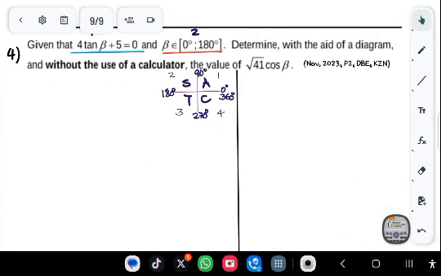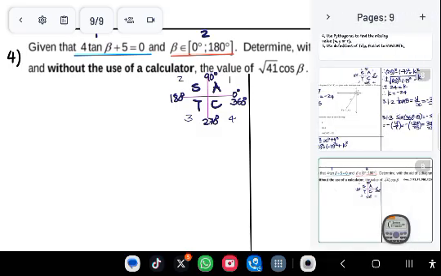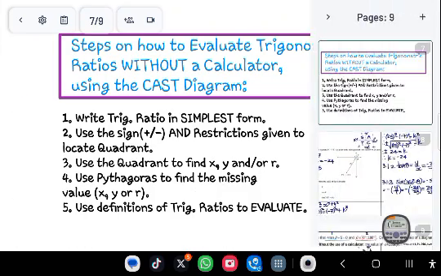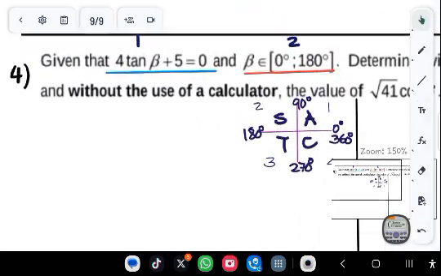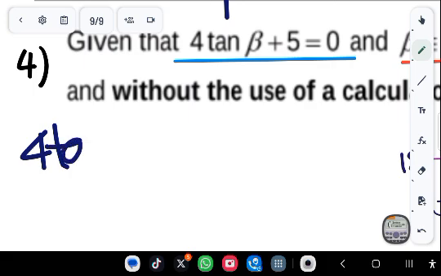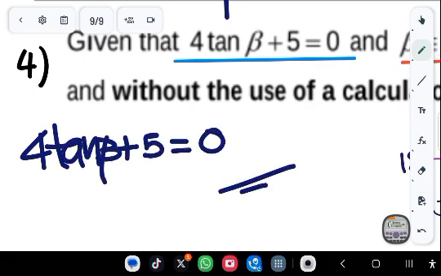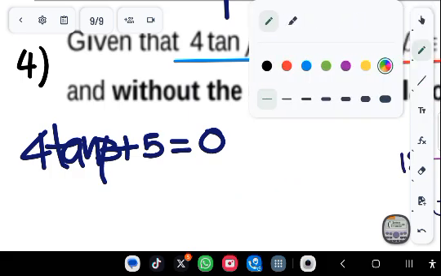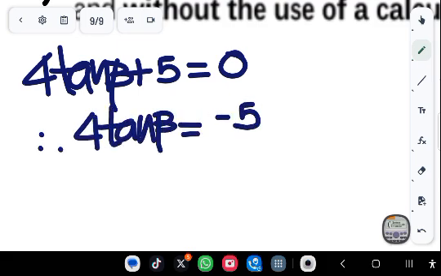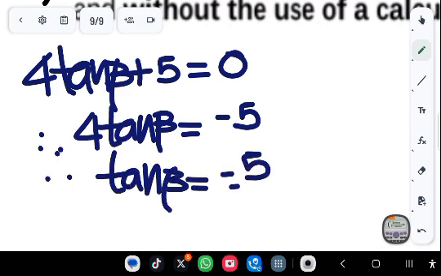According to the rules, remember the rules. Step number 1, write the trigonometric ratio in simplest form. So we have 4 tan of beta plus 5 equals 0. Let's simplify this. Therefore, 4 tan of beta equals minus 5. Now we divide both sides by 4. Tan of beta will be equal to negative 5 over 4.